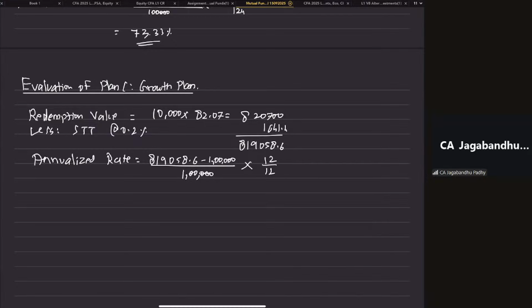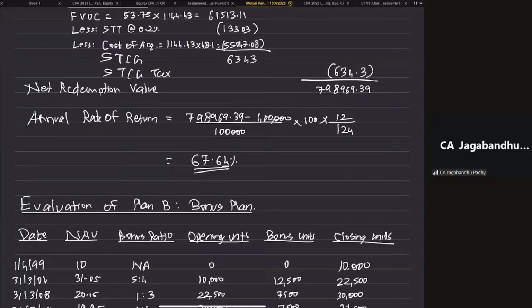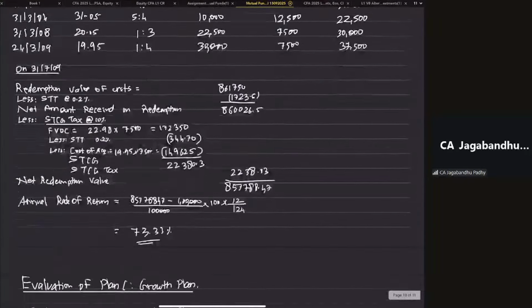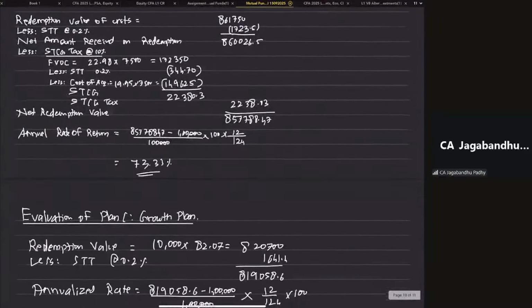So which is a better plan? Growth plan or bonus or dividend reinvestment? Bonus is the best one, right? Why? Because it's not giving us capital gains tax. Bonus is best because it's giving you 73.33%.